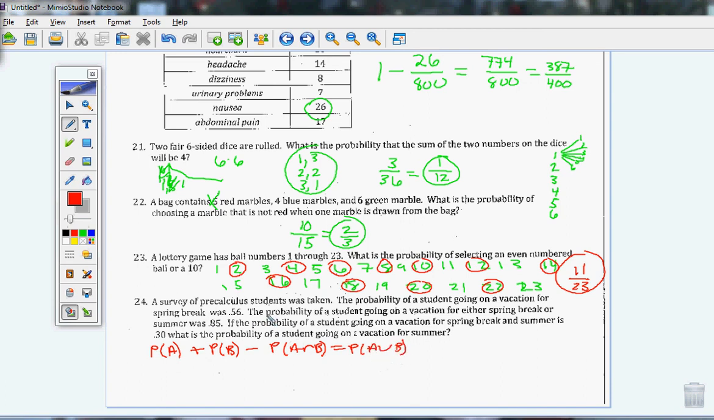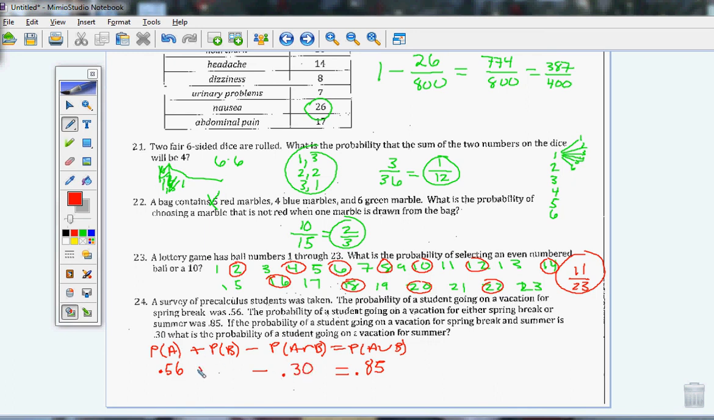Okay, so if we look at this, probability of a student going on a vacation for spring break was 0.56. So that's one thing. Okay, 56% chance of a kid going somewhere on a vacation for spring break. Probability of a student going on a vacation for either spring break or the summer is 0.85. So there's an 85% chance of them doing spring break or summer. And then the probability of a student going on a vacation for spring break and summer is 0.3. So that's actually right here.